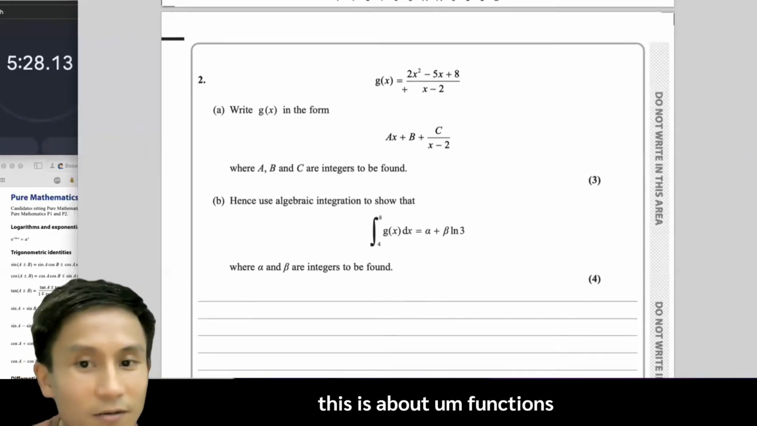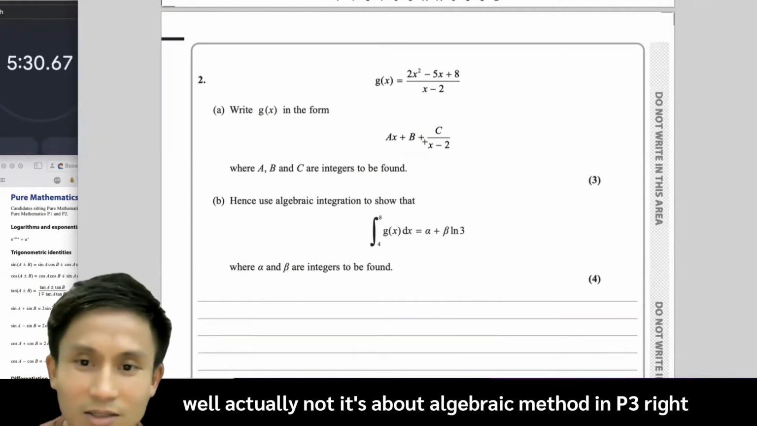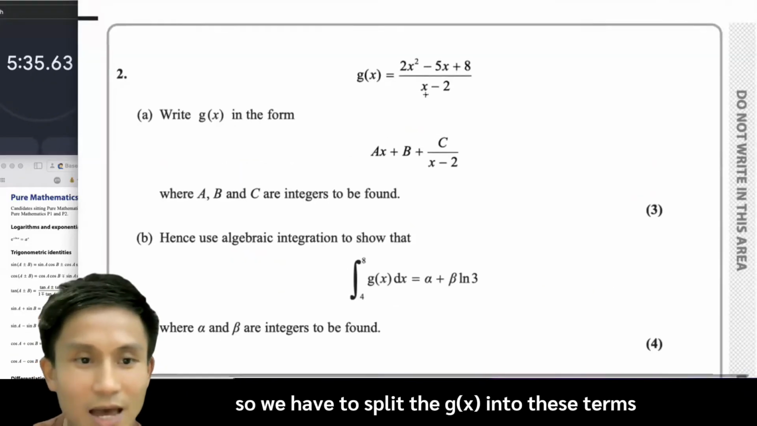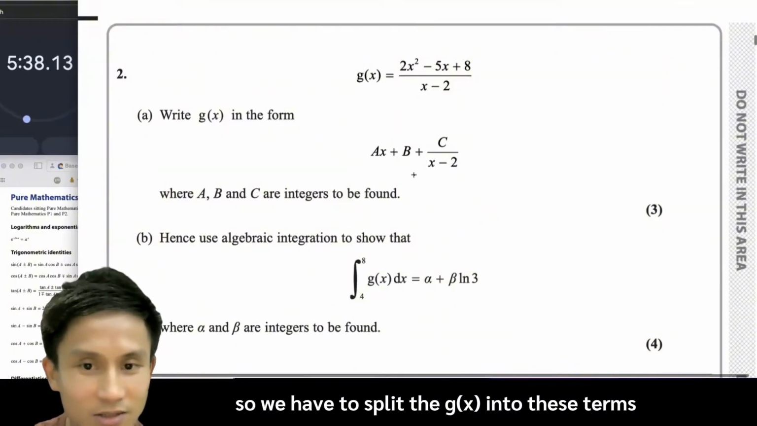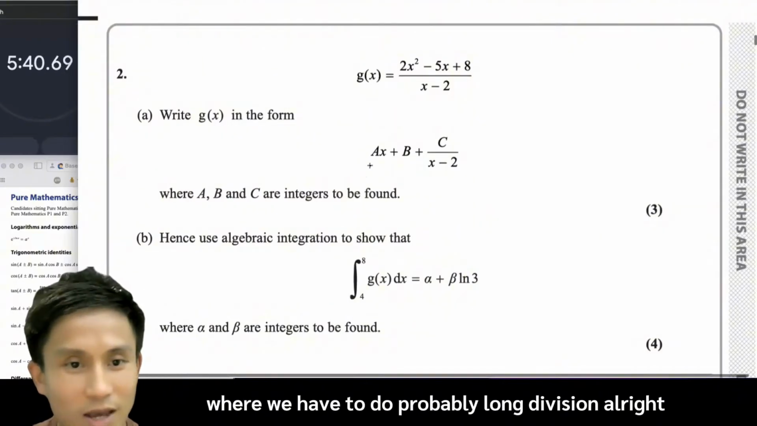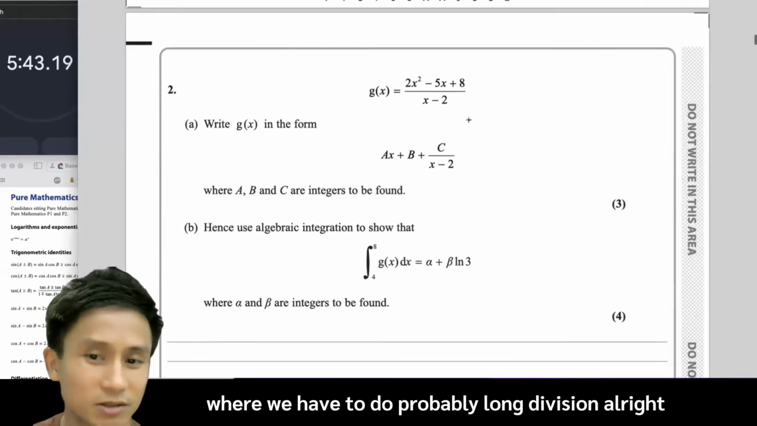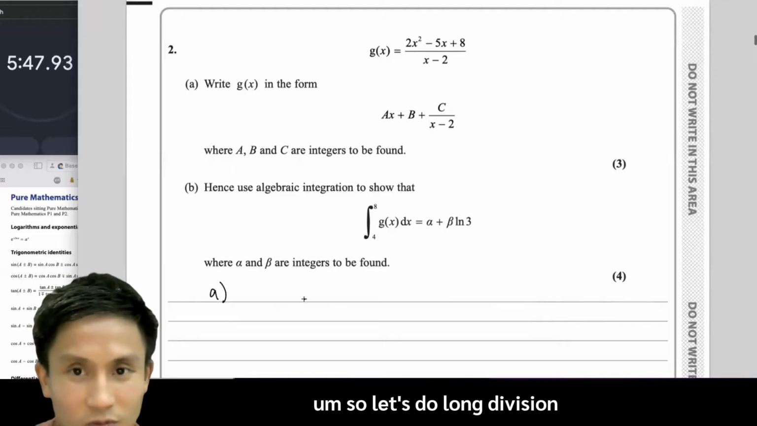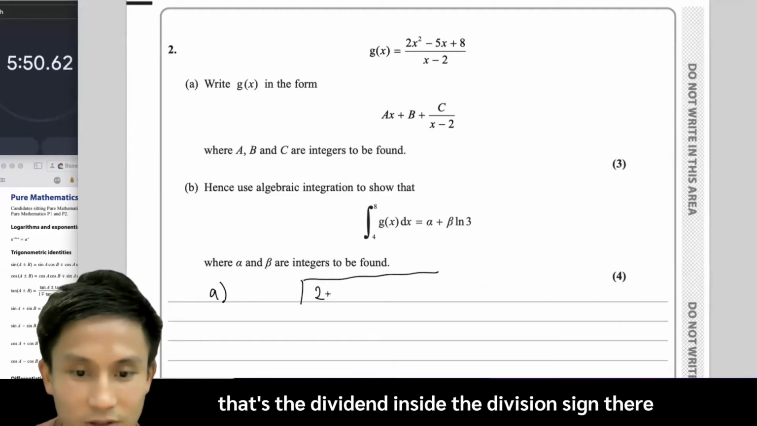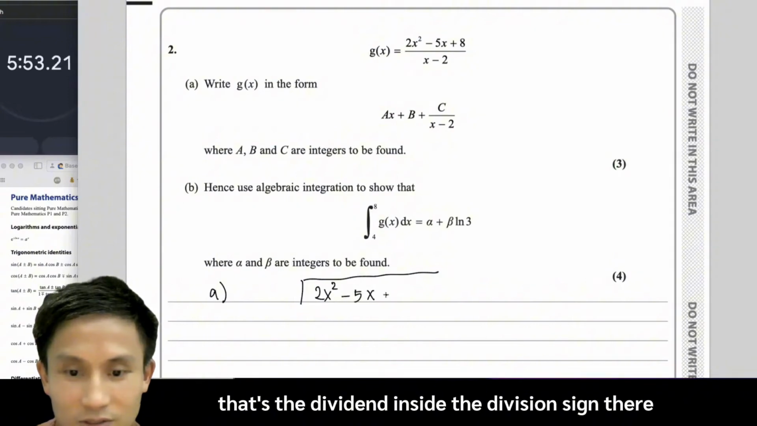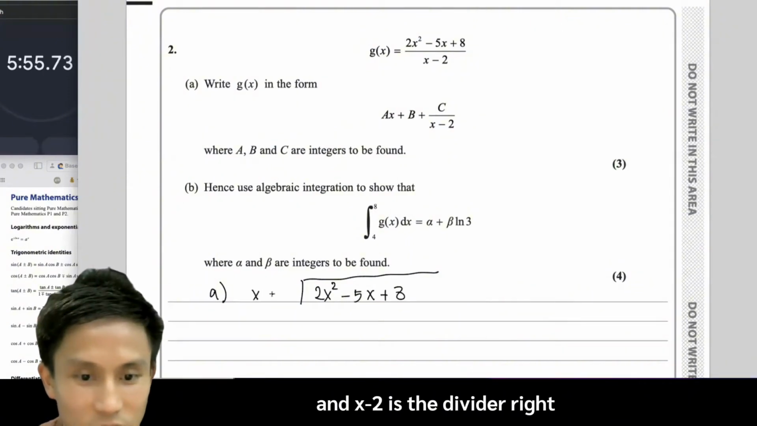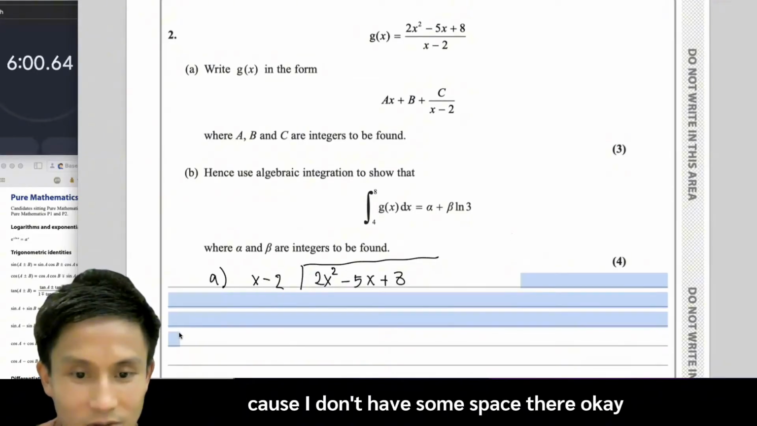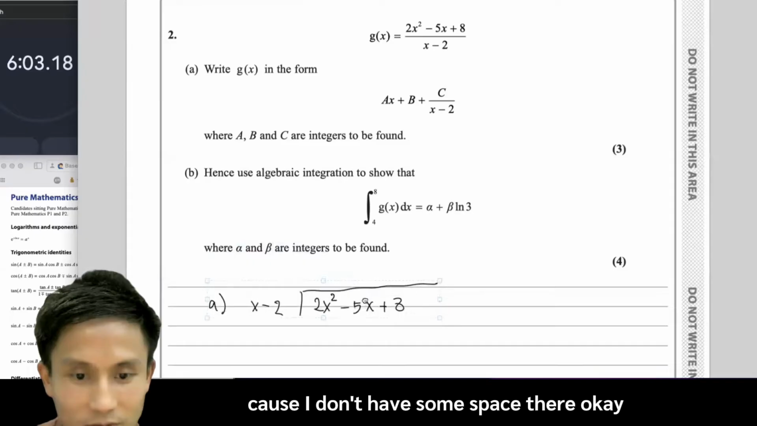So the next question, question 2. This is about functions. Well, actually not. It's about algebraic method in P3, right? So we have to split the g(x) into these terms where we have to do probably long division. All right, so guys, I'm just going to do long division here. So let's do long division. That's the dividend inside the division sign there. And x minus 2 is the divisor, right?